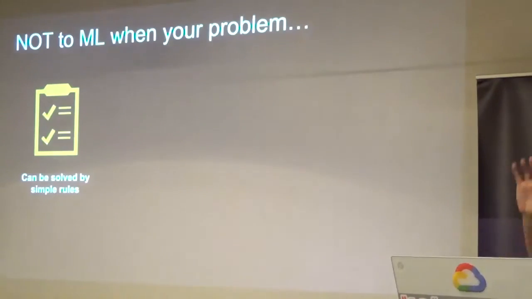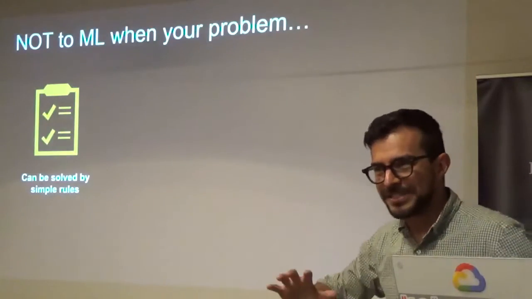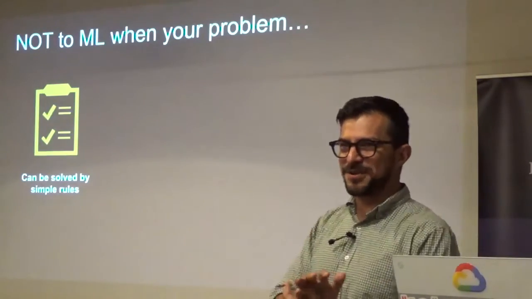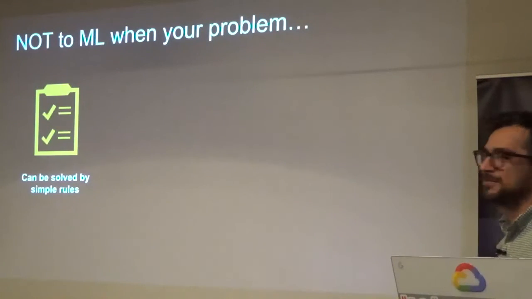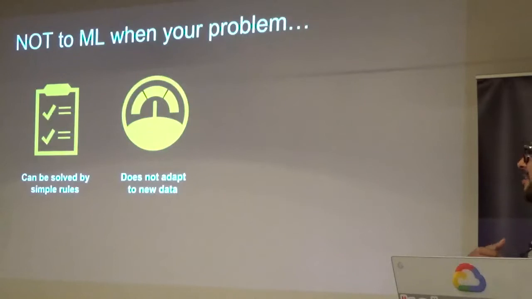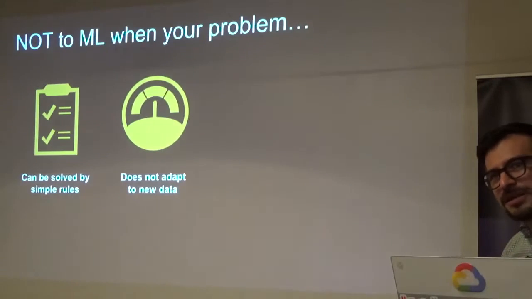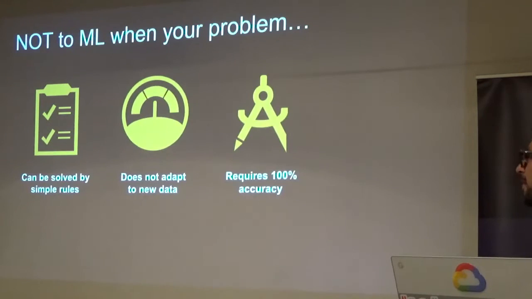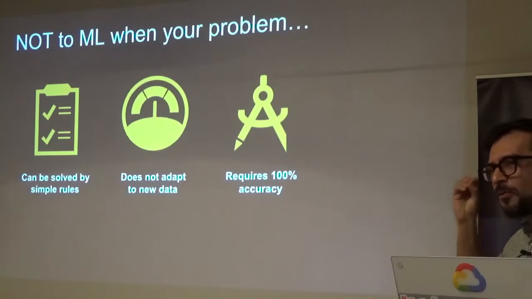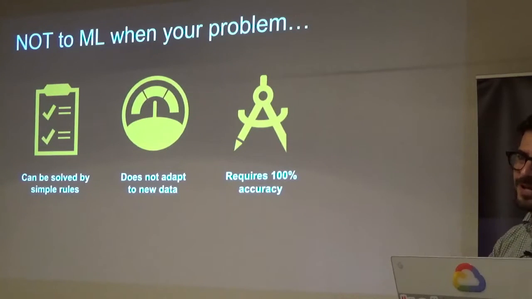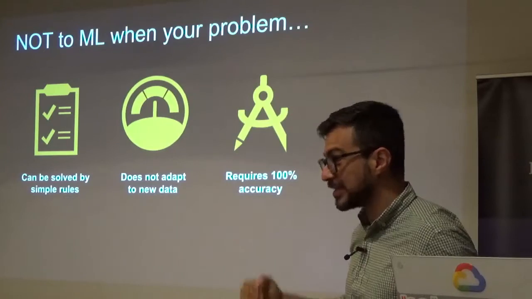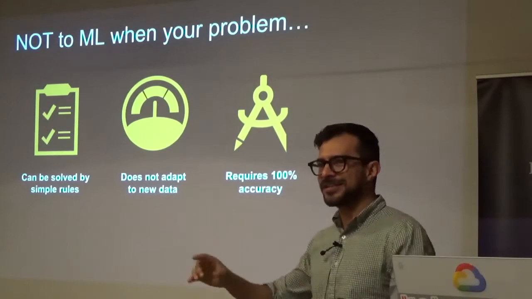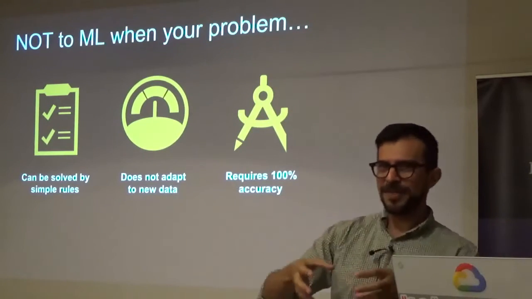So again, this is exactly the same that I said before, but the opposite, just to make sure that we're on the same page. Don't do ML if your problem can be solved by simple rules. If it doesn't really adapt to new information, if it's always the same, this is the other part. If you want to always have the correct answer, machine learning is not your solution. It's not the only solution, you can use it as a step before the end solution.